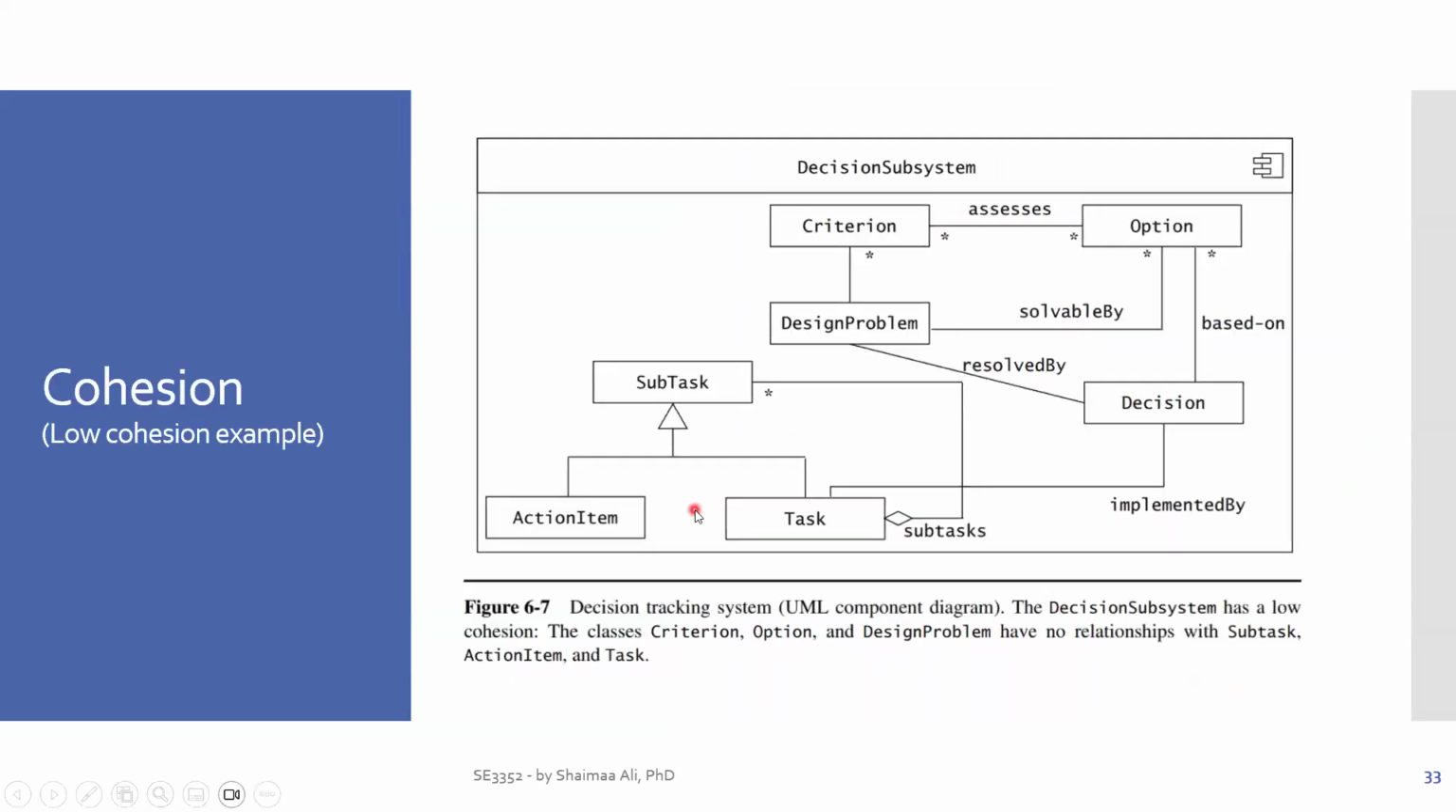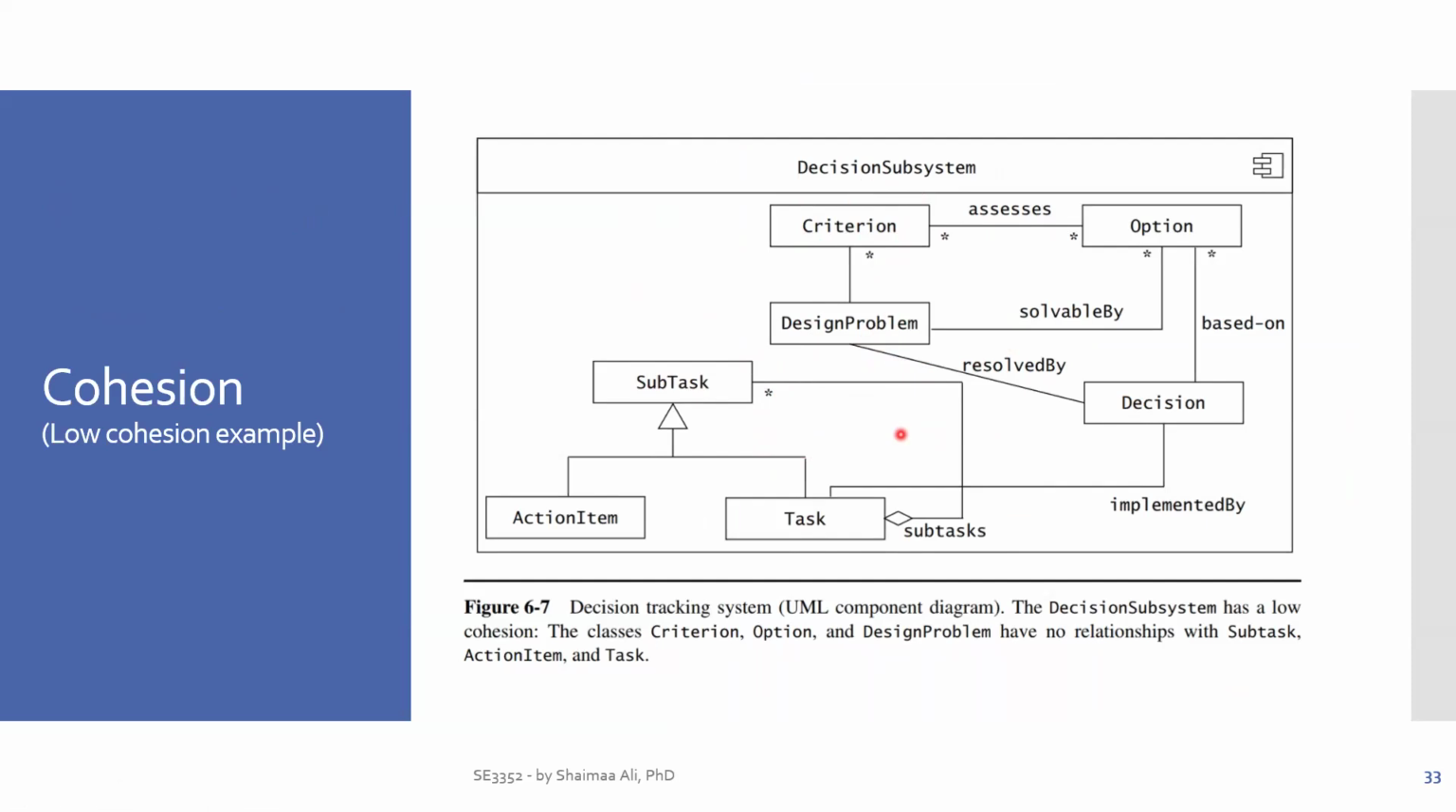Now, something like this, we put everything within that subsystem. This is a decision subsystem. This is low cohesion because there's not a high dependency between all the components.